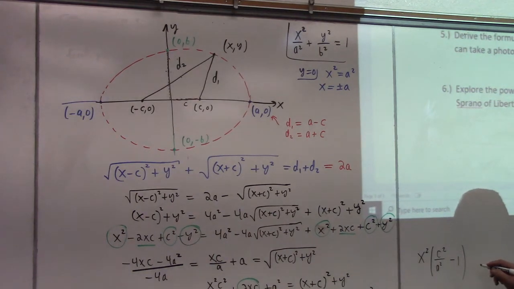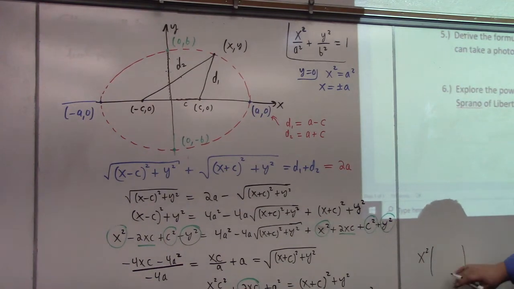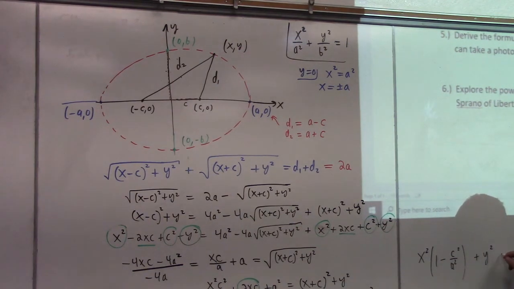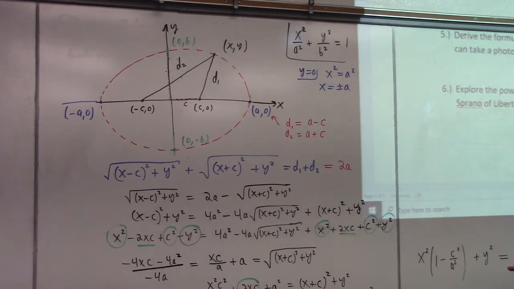Oh, man. Poor choices. I should have done 1 minus c squared over a squared. And then plus y squared equals what? a squared minus c squared. I think I got everything. Let me count. 1, 2, 3, 4, 5. Okay, yeah.